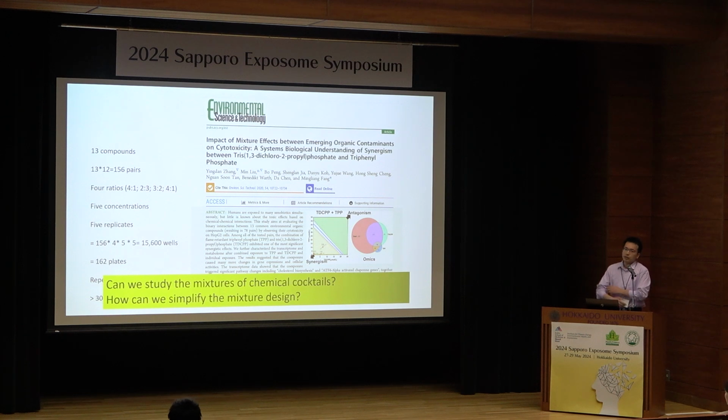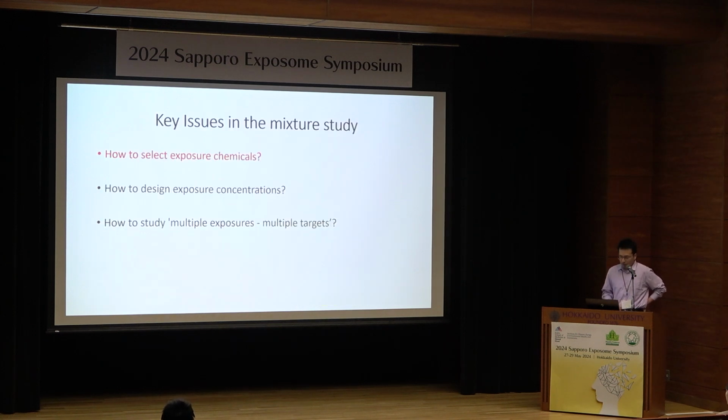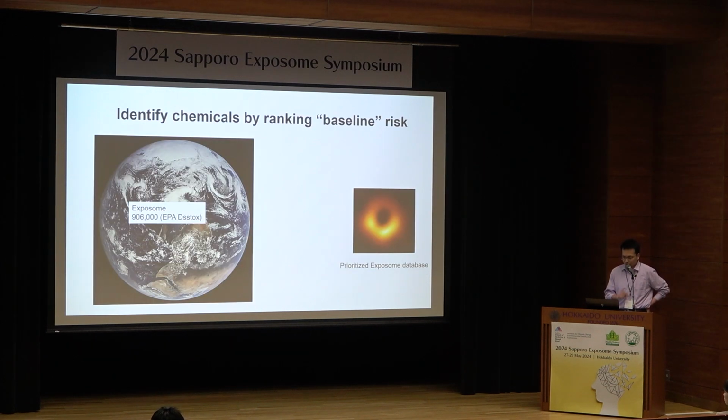So the final destination is, can we study the mixtures of chemical cocktails not just 2 at a time? How can we simplify the mixture design? This is very important. I think there are 3 key questions inside. One is how to select the exposure chemicals. The other is how to design their dosing concentrations, and then how to study the multiple exposures and multiple targets.